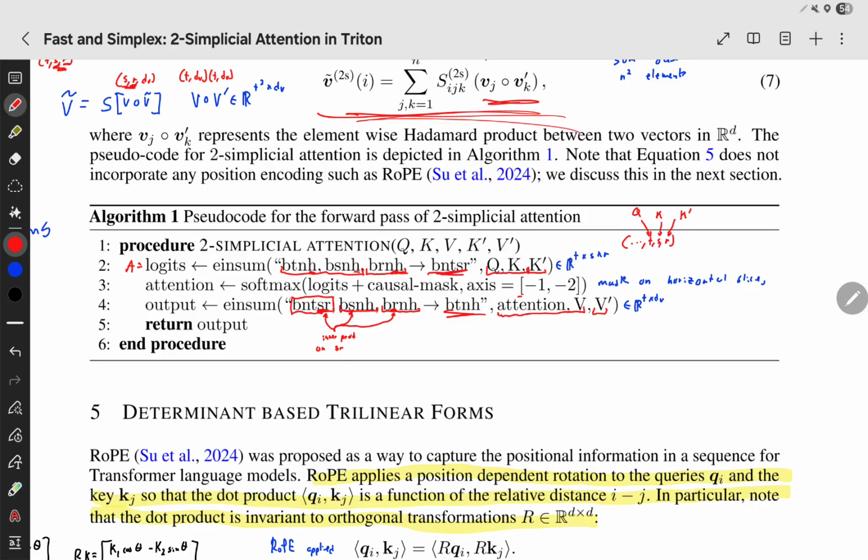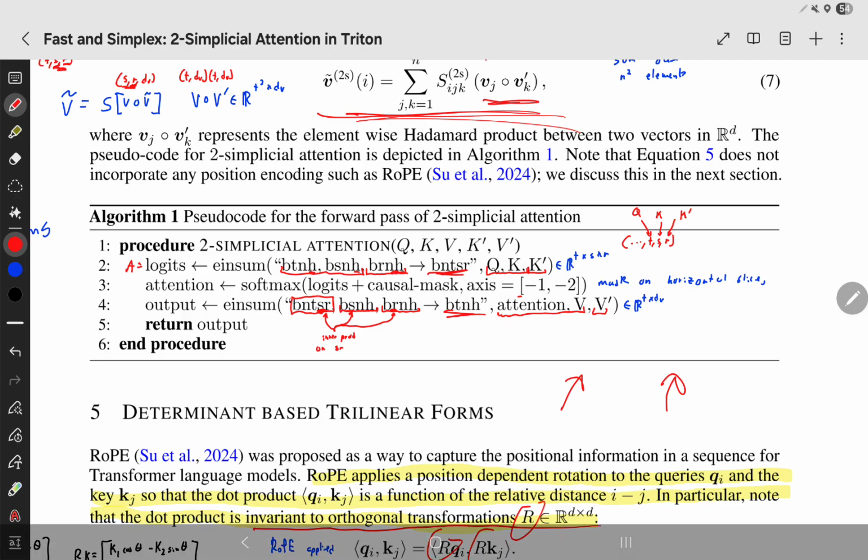Basically, they look at rope and they say there's an issue here. If we have an inner product on two vectors, which is what you see down here, you have this invariance. If you have a vector, you can rotate it however you want, and if you have another vector, you can rotate it however you want. If you do an inner product on those, it doesn't matter how you rotate them. Specifically, it's invariant to orthogonal transformations. So, as they note here, R is just your rotation matrix here.